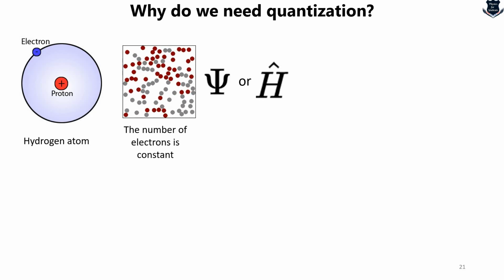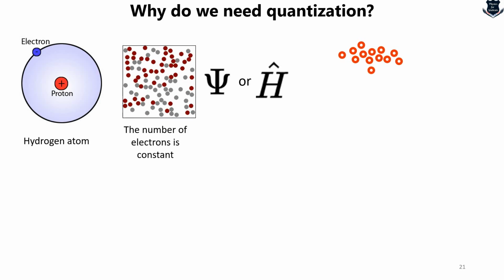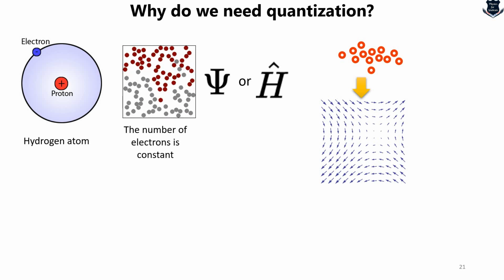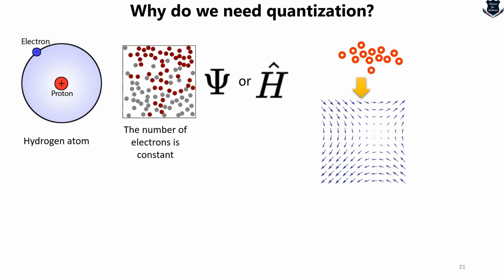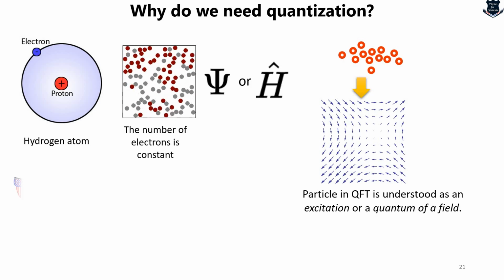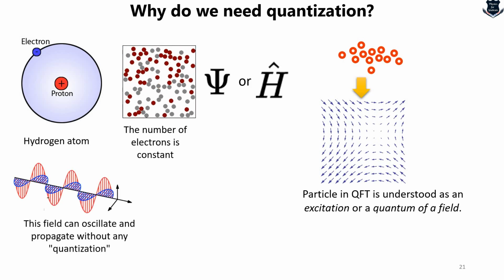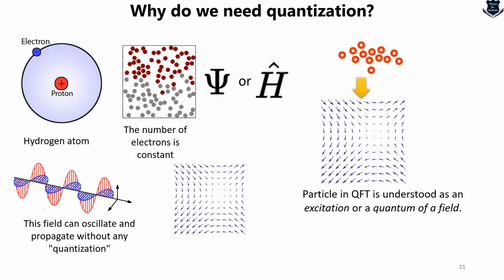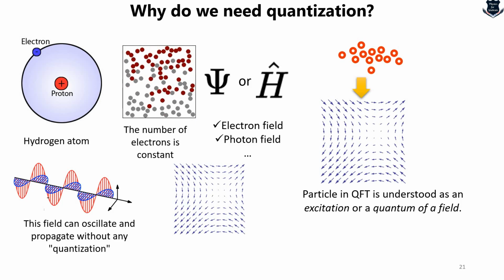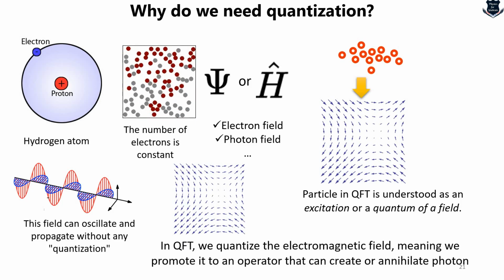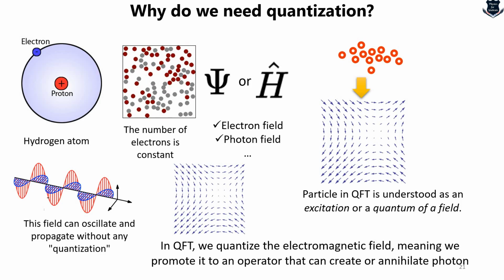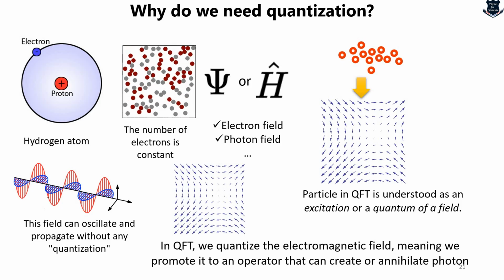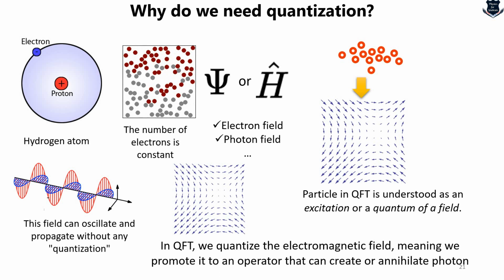set of particles. Now, in quantum field theory, what happens is that these become fields. So fields are the fundamental entities rather than individual particles. So what happens is that we get a kind of field excitation, and this field can oscillate and propagate without any quantization in the case of the electromagnetic field. But here you can see that we get an electric field, then a photon field, and so on. So we say that in quantum field theory, we quantize the electromagnetic field, which means that we promote it to an operator that can create or annihilate a photon.